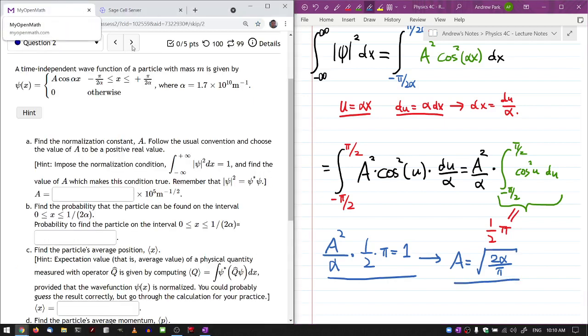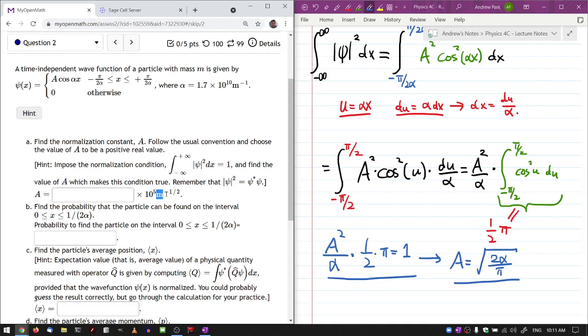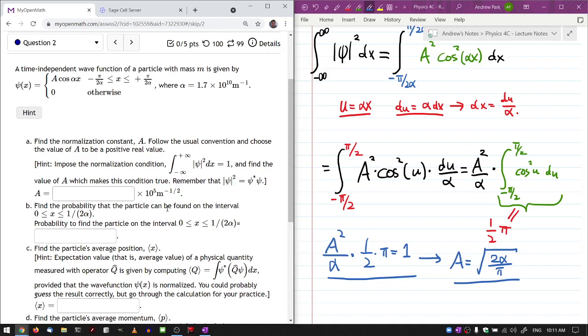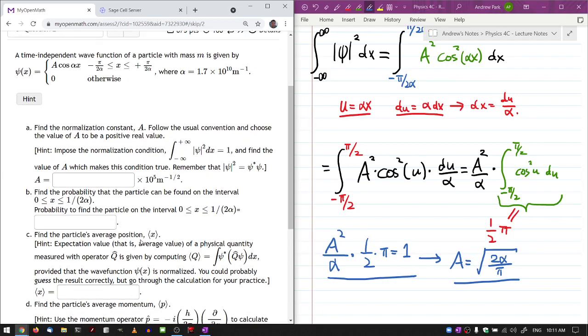And looking back at here, I don't know if this tells you anything. Alpha does have unit of inverse meter, and A should have unit of minus 1 half, as the question gives away. So I think that all works out. Plug in the numbers yourself; I'm just going to leave that there.